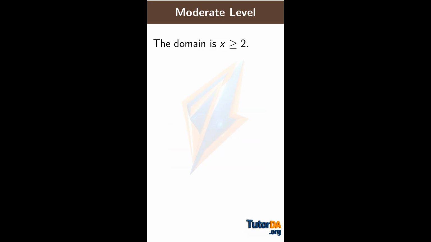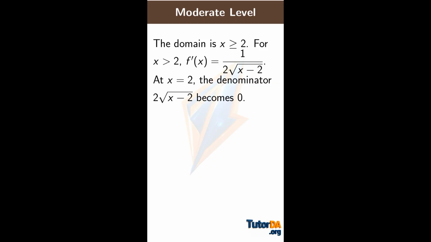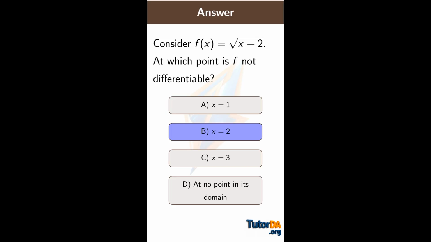The domain is x is greater than or equal to 2. For x is greater than 2, f prime of x equals 1 over 2 the square root of x minus 2. At x equals 2, the denominator 2 the square root of x minus 2 becomes 0. Hence, the correct option is B, that is x equals 2.